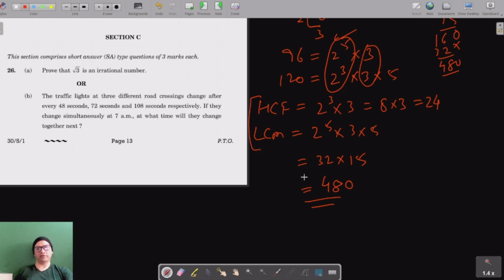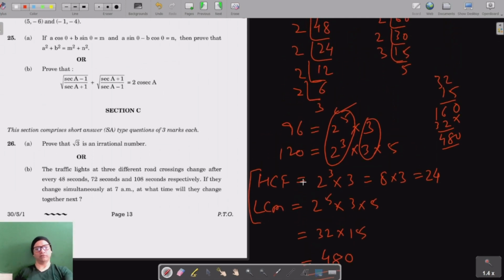So HCF is equal to 24 and LCM is equal to 480. And let's move on to the next question, question number 25.